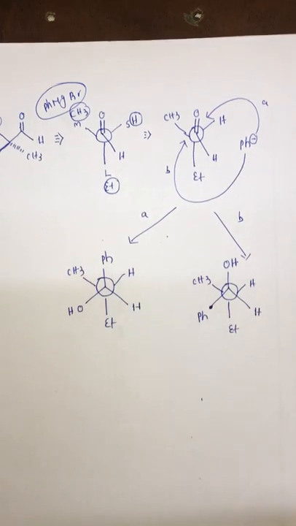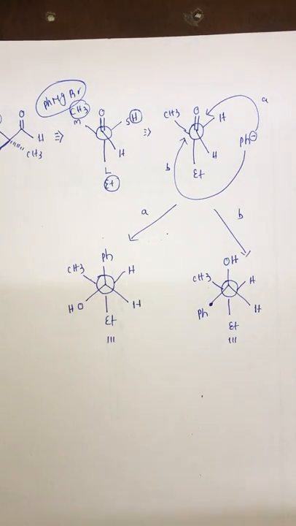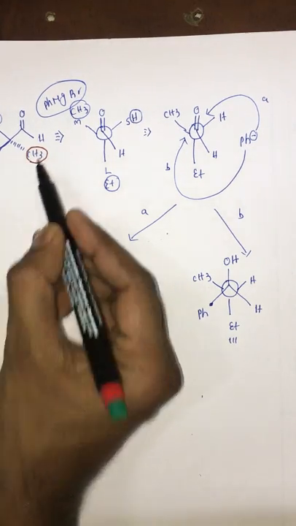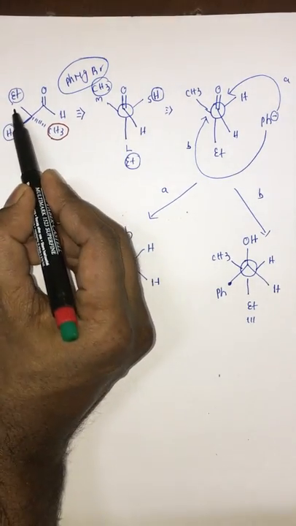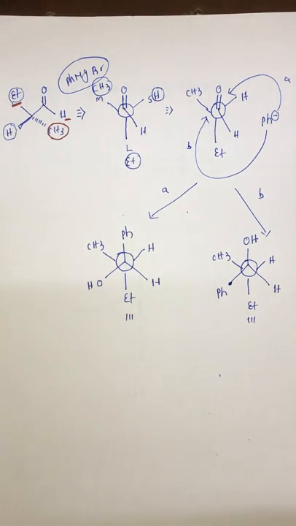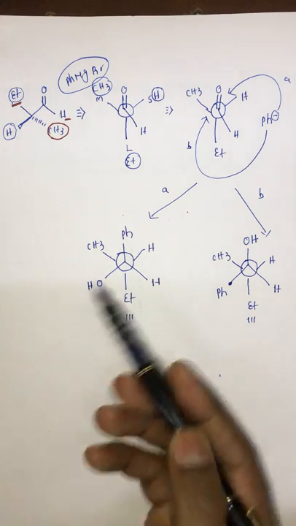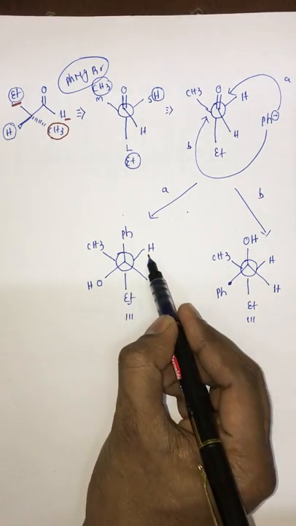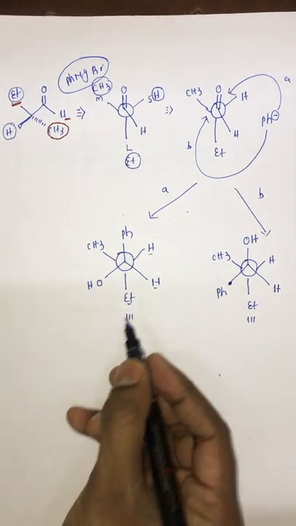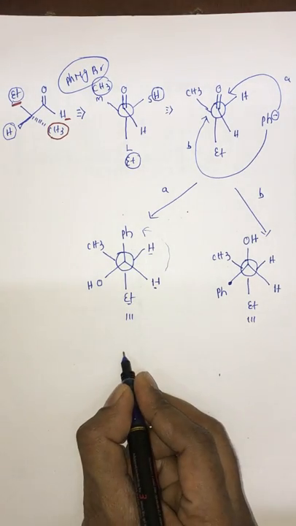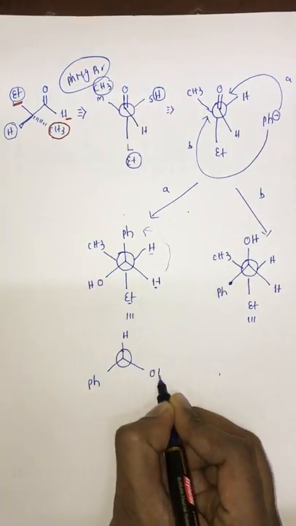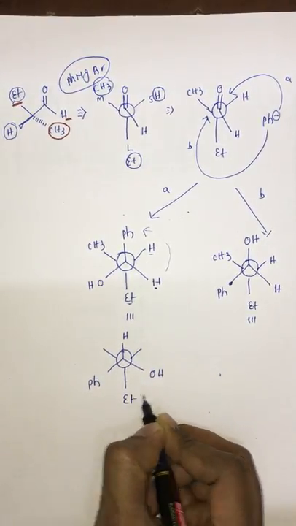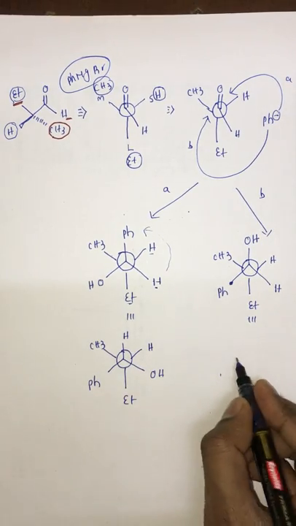Now we need to convert this one into the normal form. Here we also need to remember that we have to write the product based on this methyl group stereochemistry, and also consider which groups are on the plane. Here on the plane, ethyl group and hydrogen are there. So we have to bring ethyl and this hydrogen onto the plane in this conformation. We just rotate by 120 degrees anti-clockwise so that we get hydrogen here, Ph here, OH here, ethyl, CH3, and H, and here also the same.